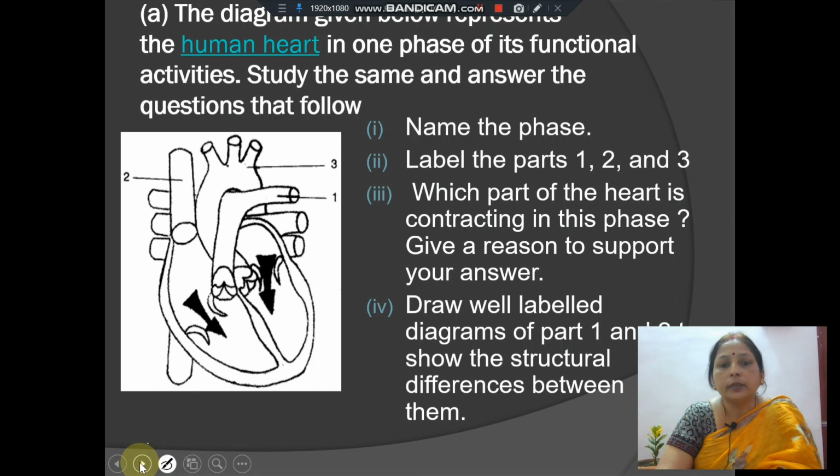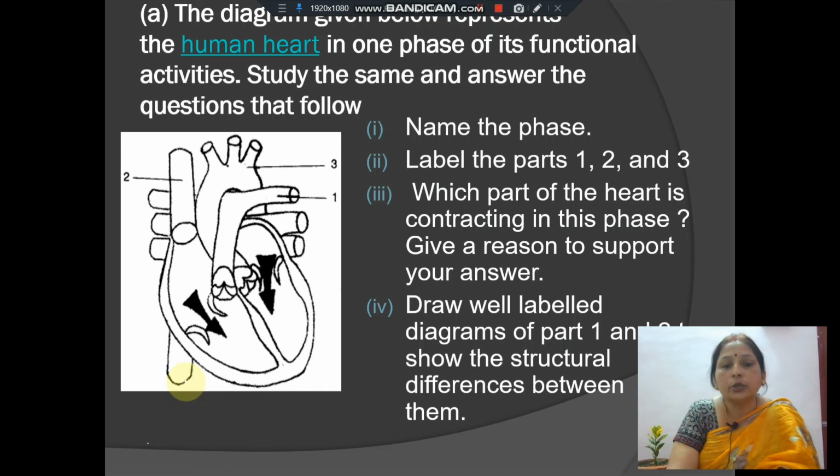The diagram given below shows the human heart in one phase of its functional activities. Study the same and answer the questions that follow. Name the phase. As you can see, the blood flows from auricles to ventricles, and both the valves, bicuspid and tricuspid, are open, while the semilunar valves are visible as closed valves. So this phase is the auricular systole, where the auricles contract and push the blood to the ventricles. So it is auricular systole and ventricular diastole.